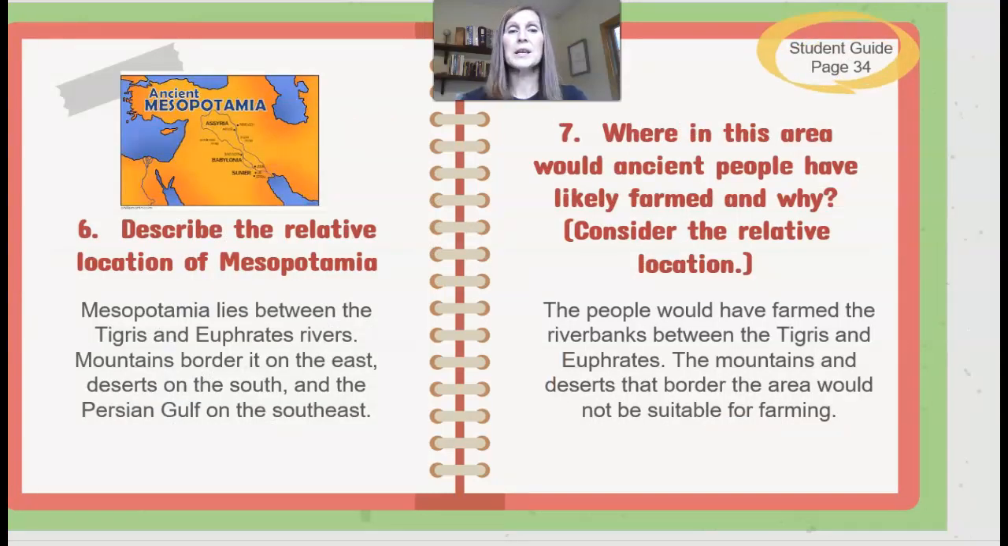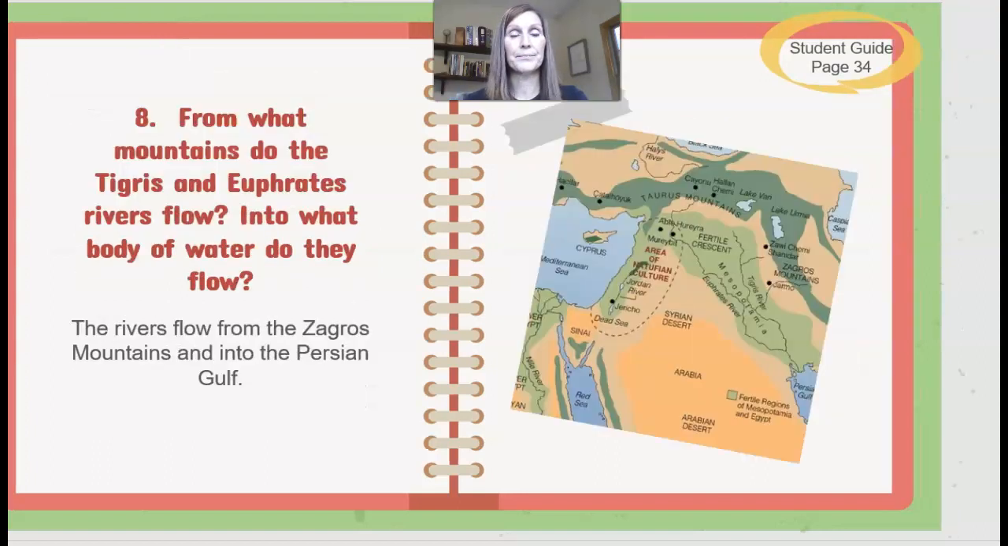Okay, question number 6. Describe the relative location of Mesopotamia. Mesopotamia lies between the Tigris and Euphrates rivers. Mountains border it on the east, deserts on the south, and the Persian Gulf on the southeast. And question number 7, where in this area would ancient people have likely farmed and why? Consider the relative location. The people would have farmed the river banks between the Tigris and Euphrates. The mountains and deserts that border the area would not be suitable for farming.